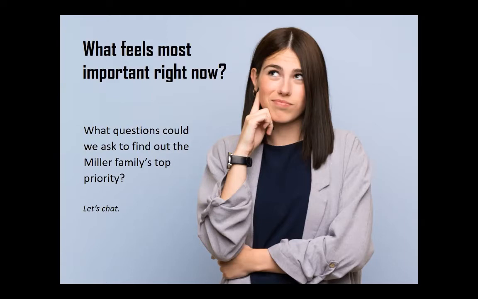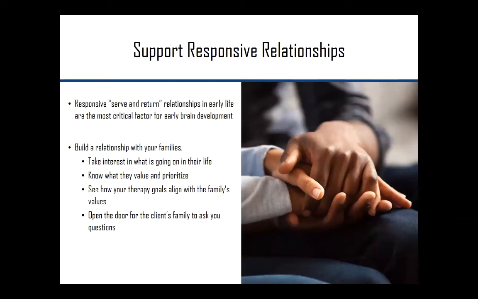To do this, we can cultivate a responsive relationship. Responsive relationships early in life are the most important factor in building sturdy brain architecture. Think of building a house. It's constructed in a certain order, and the foundation establishes a base upon which everything else is built. The same is true with developing brains.